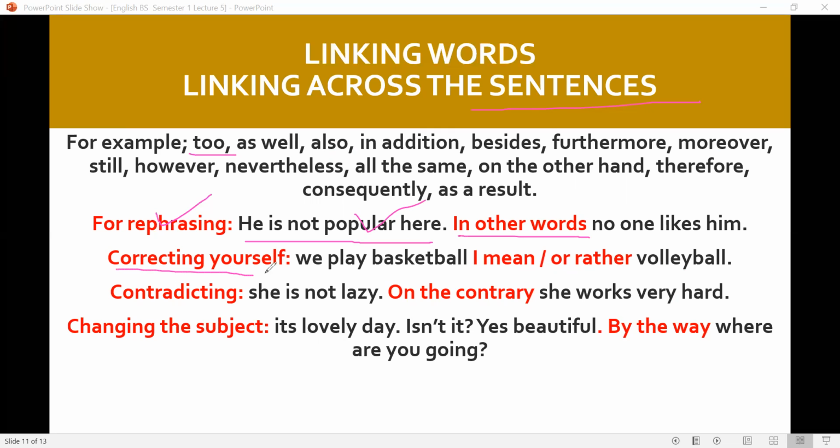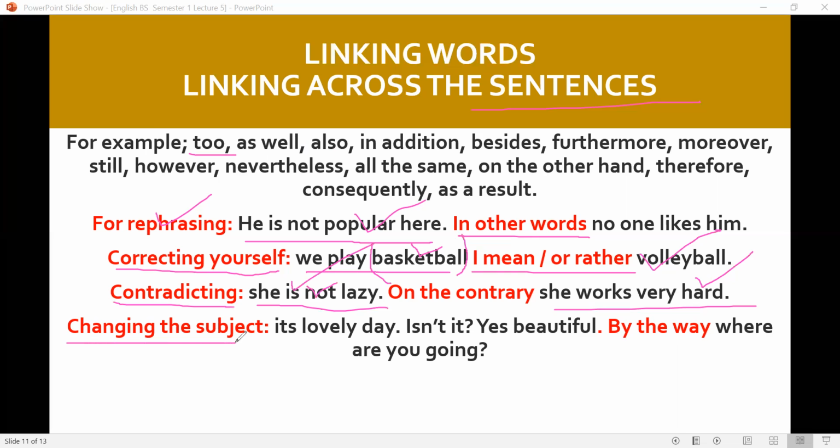We use these sentence linking words for correcting ourselves. We play basketball. This word has been mistakenly used. I mean, or rather, volleyball. It's not basketball, it's volleyball, contradicting the previous claim. She is not lazy. Now you want to contradict it: on the contrary, she works very hard. You are contradicting the meaning presented in the first sentence.